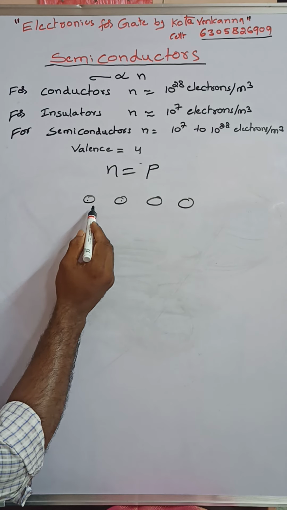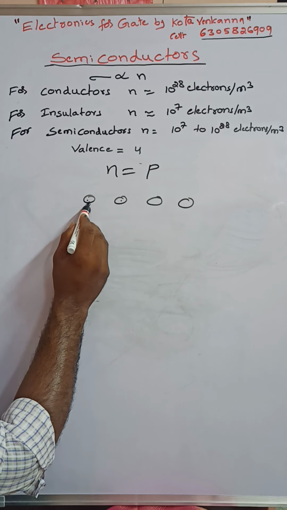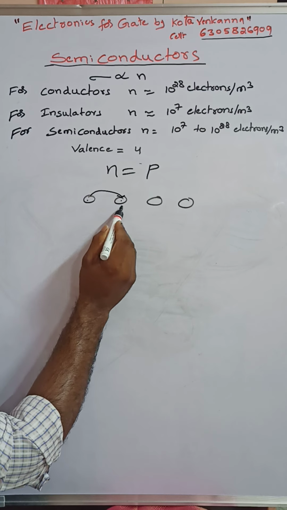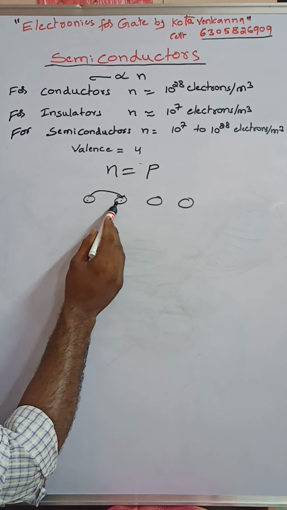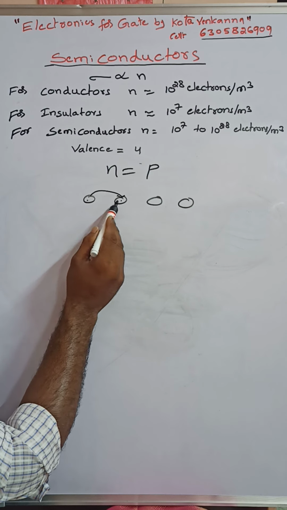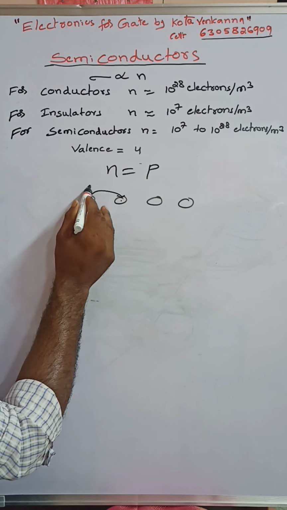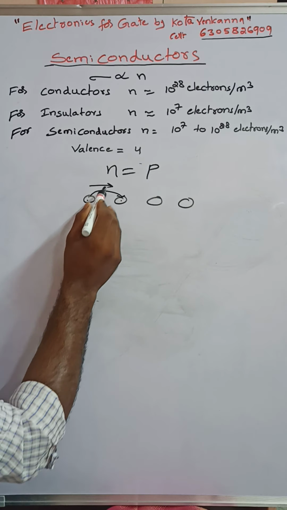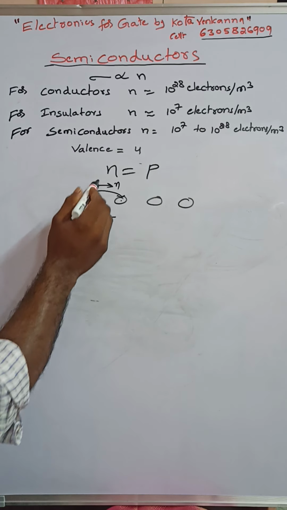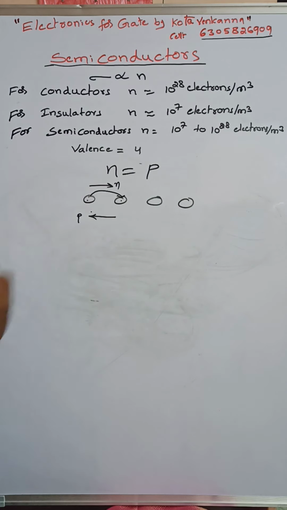So when this electron jumps into the hole, what will happen? The hole is transferred to this place. One step forward for the electron, and the hole moves one step backward. So if the electrons are traveling in this direction, then holes travel in this direction. The distance of travel of electrons and holes is equal, but the direction is opposite to each other.